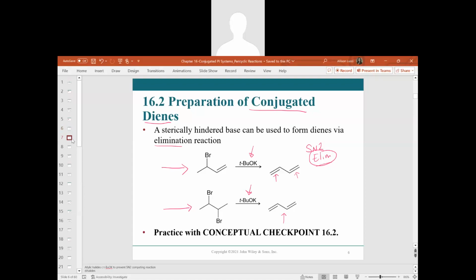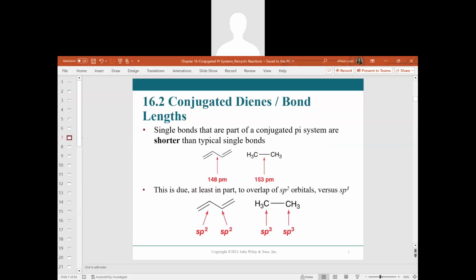So let's take a look at this next section. We'll also talk about some properties of these dienes and how they relate to other single bonds. So when a single bond is part of a conjugated pi system, it's going to be shorter than a typical single bond. So what we see here, the explanation shown below, is that each of these carbons involved in our single bond are sp2 hybridized versus these two carbons in this single bond, which will be sp3 hybridized.